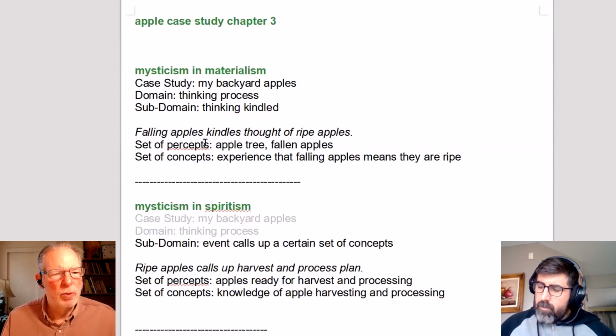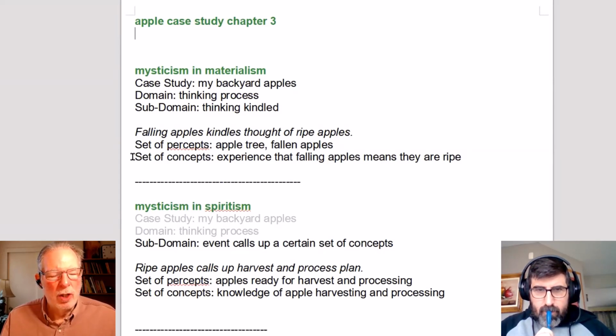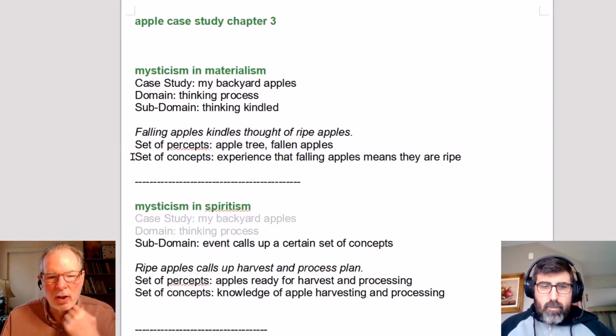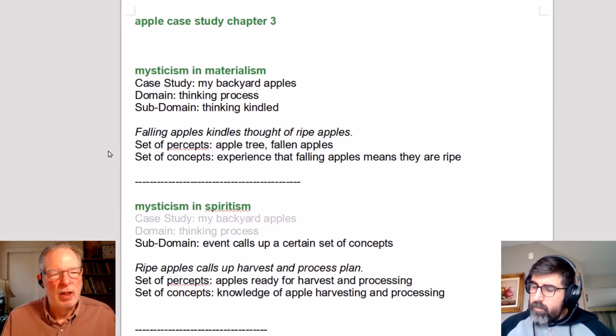So the set of percepts, it's a story about his backyard apple tree and apples. So the set of percepts is the apple tree and fallen apples. So he walked out in his backyard and saw the apple tree, and apples were falling to the ground. So the set of concepts that were kindled was that of his experience that falling apples means they are ripe. So that was kind of automatically kindled in his mind when he saw the apples on the ground. So that describes that particular experience of thinking.